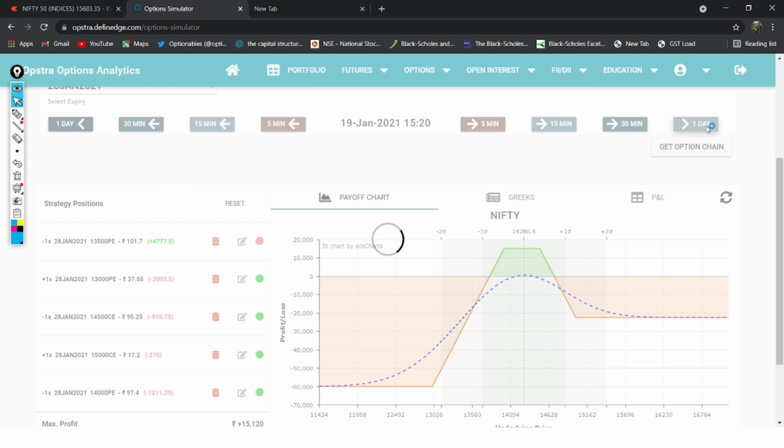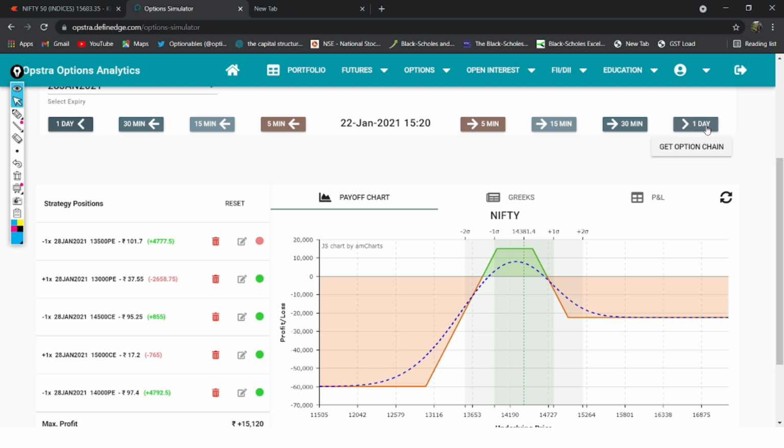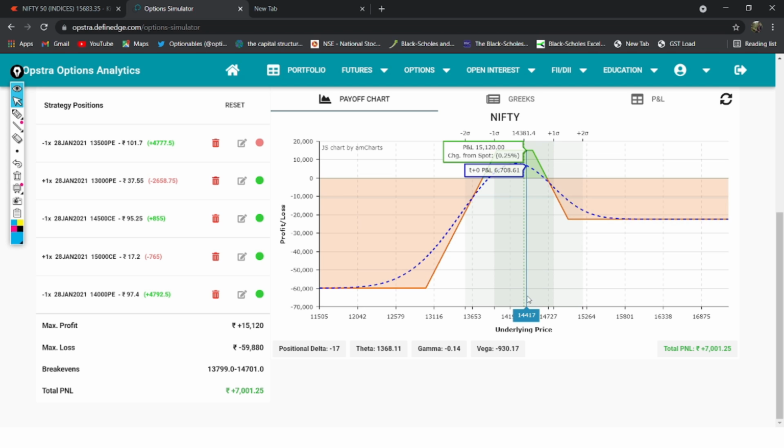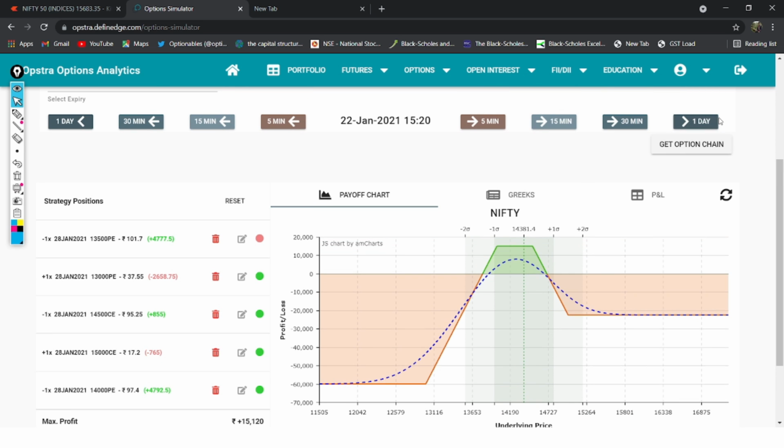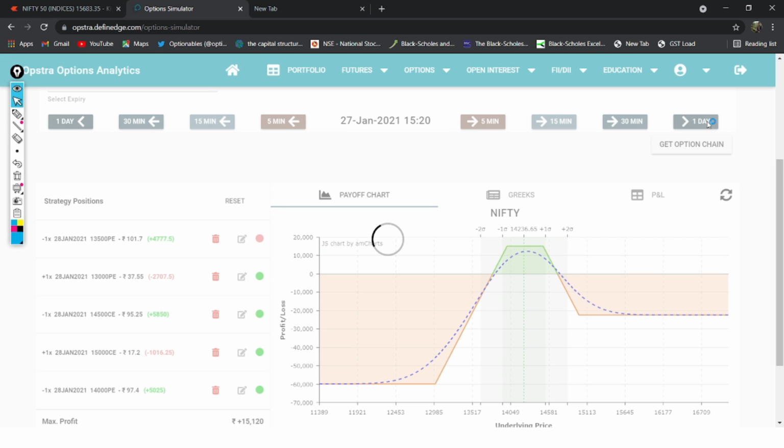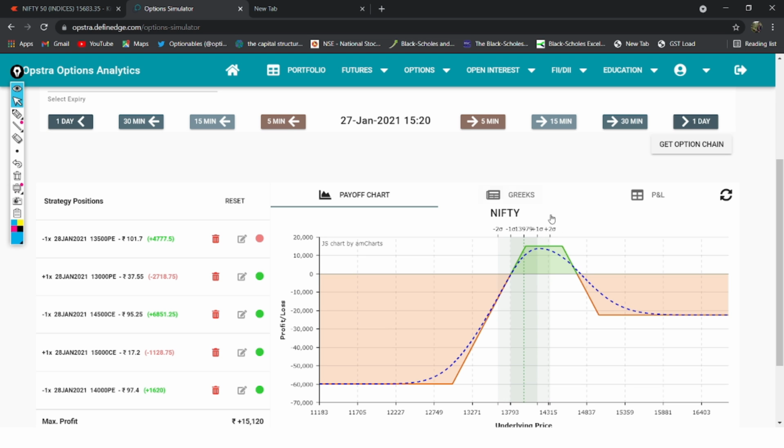Now the market starts falling. Again, it goes up. Again, it goes up. And by 22nd of Jan, you can see I have come to a 7,000 rupee profit. The market has neither gone 500 points up, nor come down 500 points. And finally, it comes to 13,000.